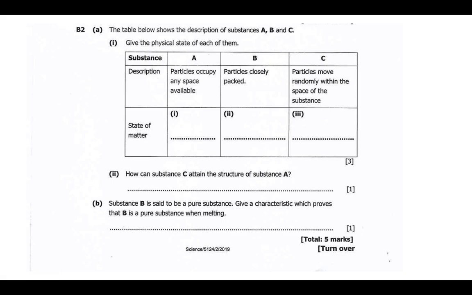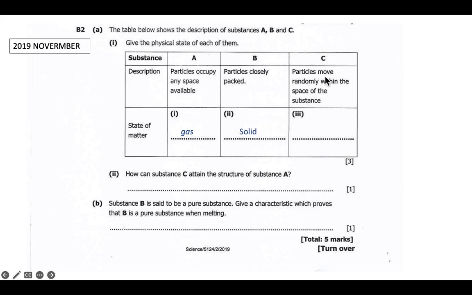So here the first one states particles occupy any space available. So which state of matter do particles occupy the spaces available? That one is gases. Gases are the ones that occupy the spaces available. So take note, and then we have particles are closely packed. So the state of matter, that is a solid.